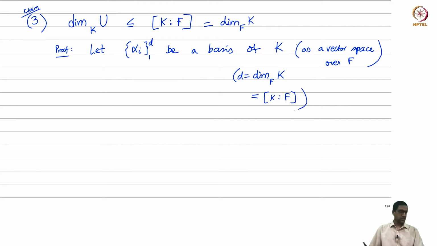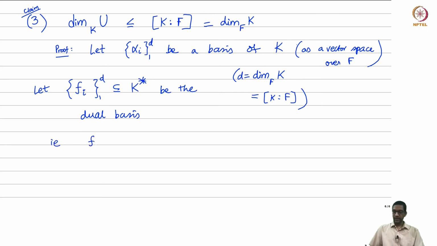Okay, so I take a basis and let's look at what we call the dual basis, right? So for these alpha i's, corresponding to the alpha i's, I have maps Fi. So what are the Fi's? i from 1 to D. These are elements of the dual vector space. Okay, so let this be the dual basis. So what does that mean? Recall, given a basis you can construct its dual basis of linear functionals.